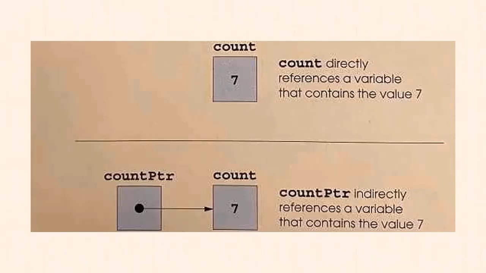Let's put this in terms of computers. While variables directly reference a value, like count, in this picture, directly references 7, pointers indirectly reference a variable by pointing to the address of a variable, like countPTR points to the variable count, which contains the value 7.